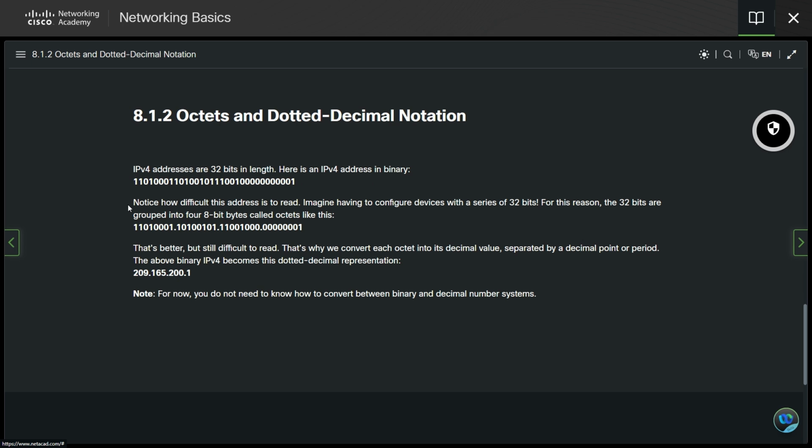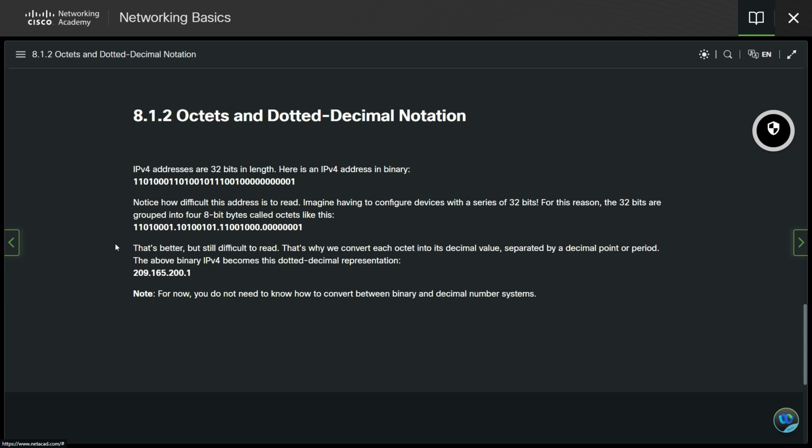For this reason, the 32 bits are grouped into four 8-bit groups called octets, like this. IPv4 addresses are 32 bits in length, and the 32 bits are grouped into four 8-bit bytes called octets. That's better, but still difficult to read.